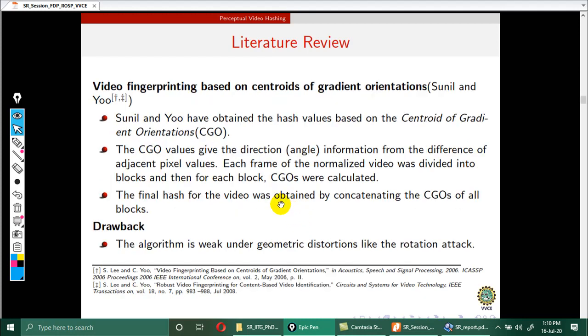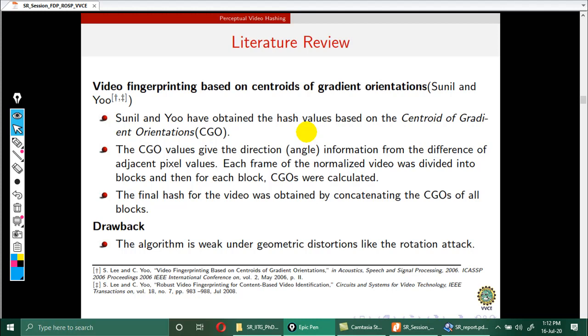Next algorithm, video fingerprinting based on centroids of gradient orientations. This algorithm was proposed by Sun and Yoo. They obtained the hash values based on the centroid of gradient orientations. The centroid of gradient orientation values gives the direction, that is the angle information from the difference of adjacent pixel values. Each frame of the normalized video was divided into blocks, and then for each block the CGOs were calculated. The final hash of the video was obtained by concatenating the CGOs of all the blocks.